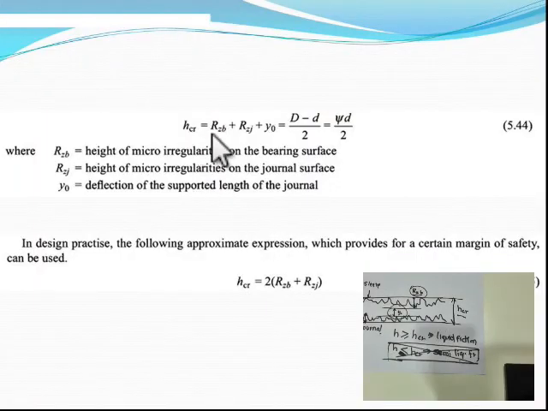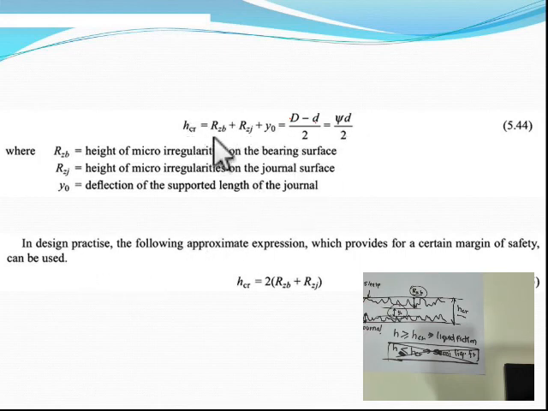Moving on with our derivation, here we see this is the value of HCR, and that is equated to the actual clearance value. Clearance value is nothing but the difference in the diameters of the sleeve and the journal divided by 2. So this is capital D minus small d by 2, and that becomes equal to psi into d by 2, where psi is the relative diametral clearance, and the formula can be seen in the previous slides.